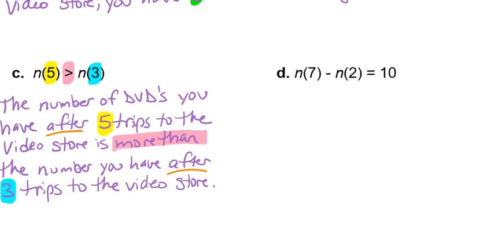Take a look at letter D. Here we're using subtraction, so we have n of 7 minus n of 2 equals 10. So the number of DVDs you have after 7 trips to the store minus the number of DVDs you have after 2 trips to the store means that you have 10 DVDs.